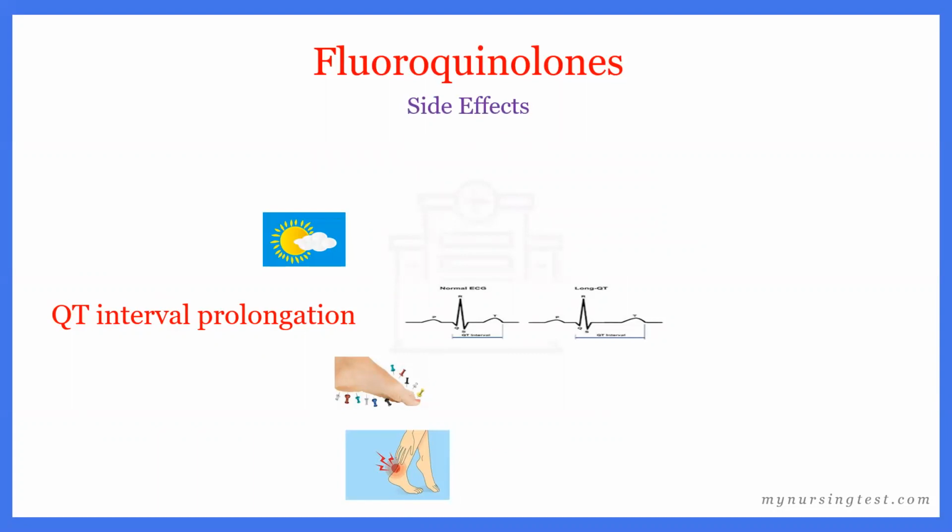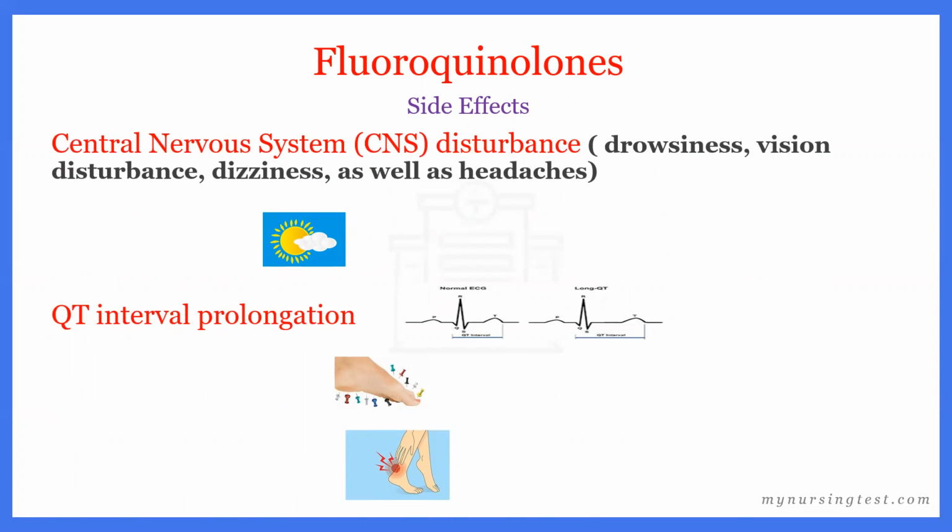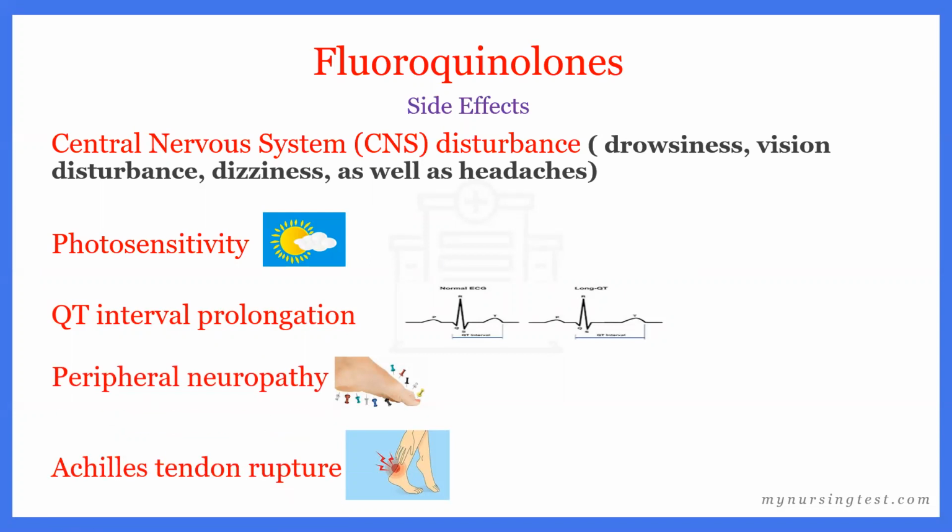Fluoroquinolones have some side effects that I need to go over with you. So there are central nervous system disturbances. Yes, fluoroquinolones cause drowsiness, dizziness, blurred vision. It also causes headaches. So those are just some of the central nervous system disturbances that it causes, but there are others as well. Photosensitivity. There is a phenomenon of QT prolongation, peripheral neuropathy, and there is also a risk of Achilles tendon rupture.